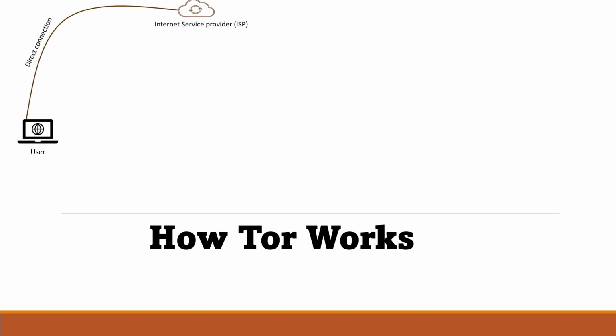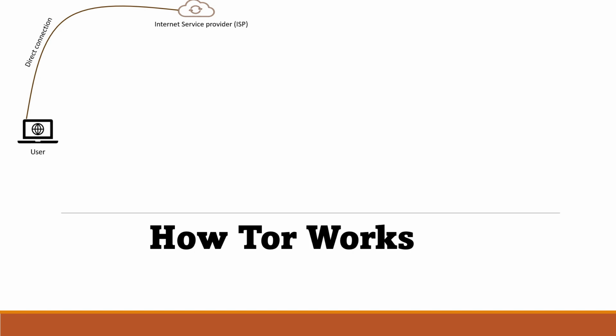So now that you know what TOR is, let's understand how TOR works. But before jumping into how TOR works, let's understand how a direct connection looks like. Let's understand the data flow process. When you use the internet, whether it's browsing a website or sending data, your device sends a request to your internet service provider, or ISP. It's like writing a letter and giving it to the post office to be delivered.